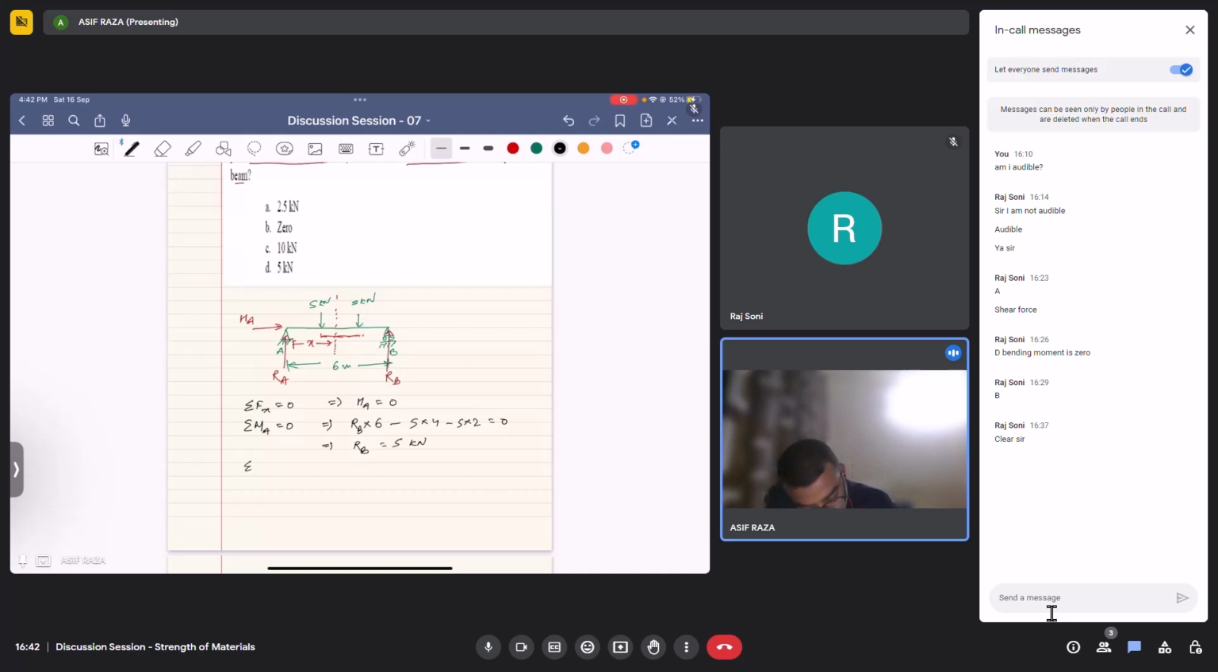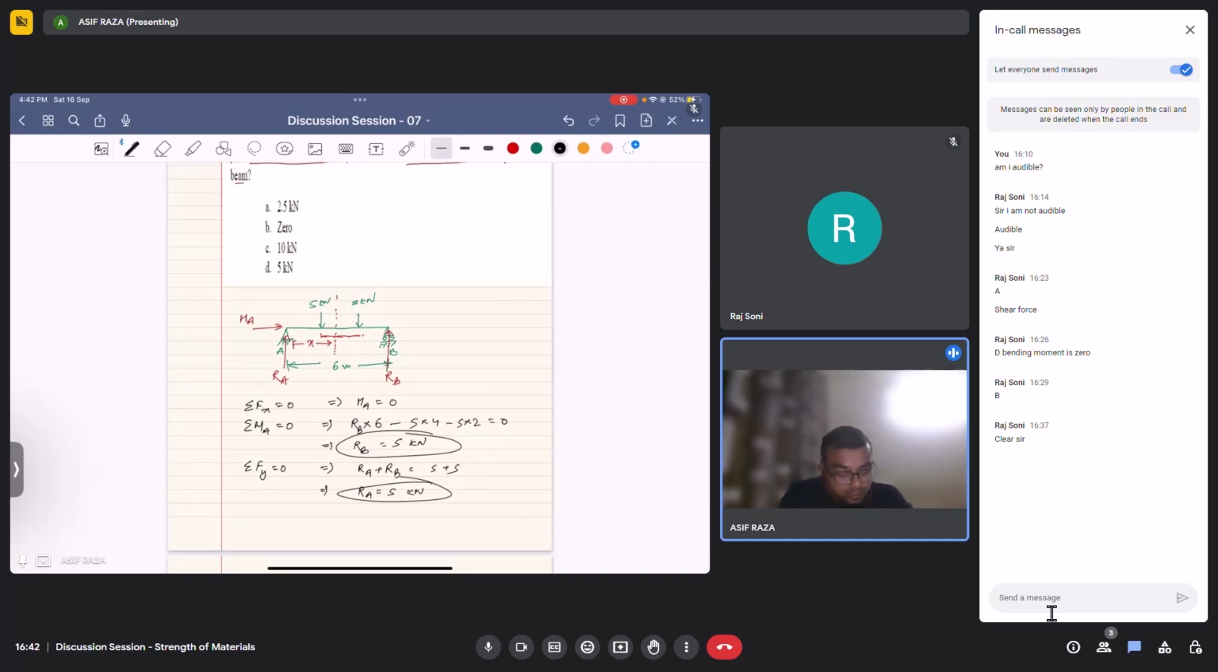Now take sigma Fy equal to 0. This would be Ra plus Rb is equal to 5 plus 5, and Rb is equal to 5. Just substituting, Ra would also come out to be 5 kilonewton.